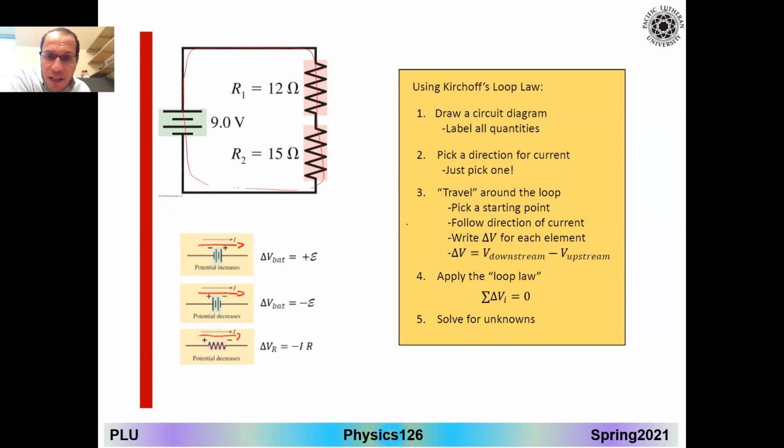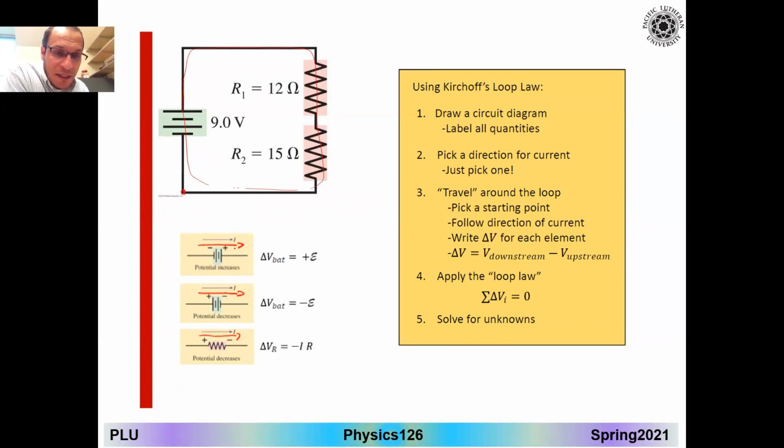That's the circuit, and travel around the loop. Traveling around the loop means starting from a point, and you have to stop when you get back to the same point. Just add every potential difference in any element in your way as you travel. And now you have delta V, downstream minus upstream.